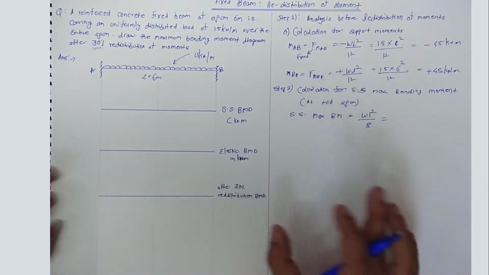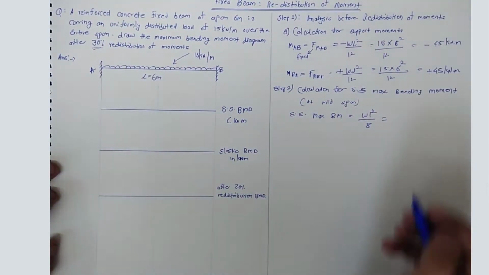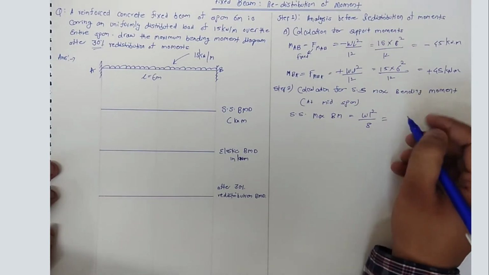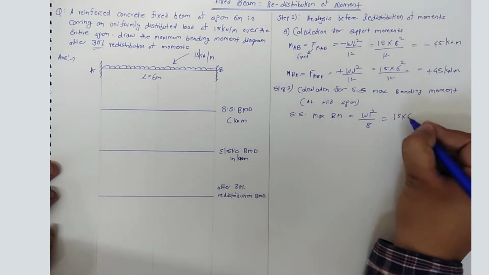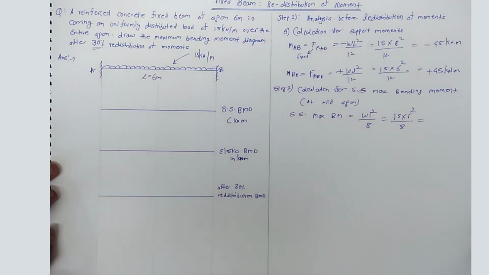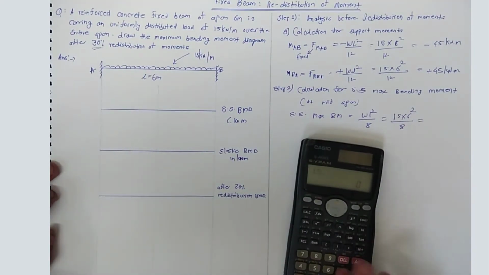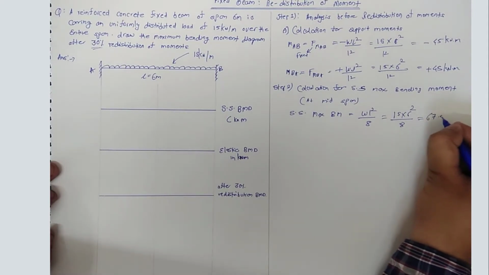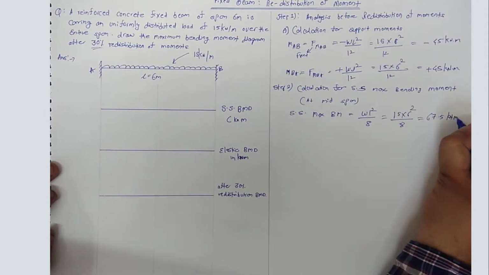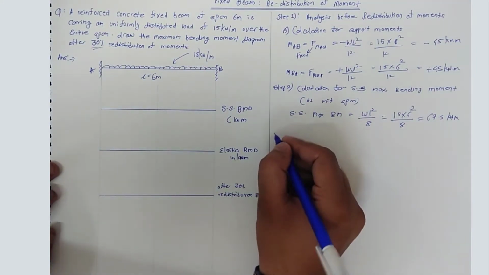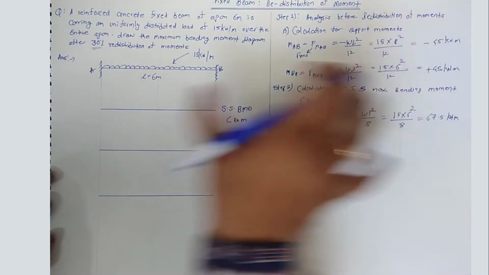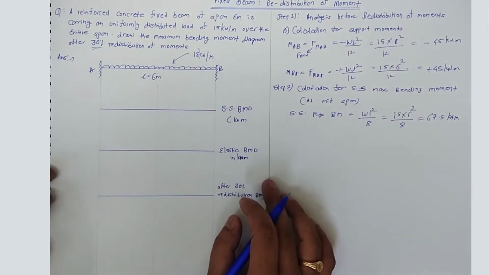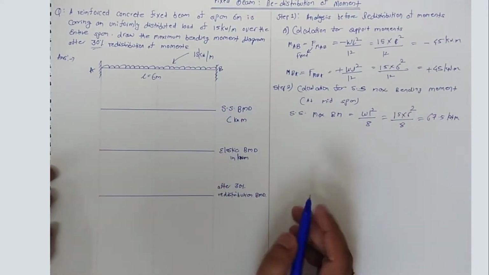It is just the second part of structural analysis, and as usual it is divided by 8. So what is W? 15 into 6 square divided by 8. I have a calculator also: 15 into 6 square divided by 8 comes to 67.5 kilonewton meter. Either we can draw all the diagrams in the end, or we can draw parallelly. We'll calculate the third step, then we'll draw the diagram parallelly.